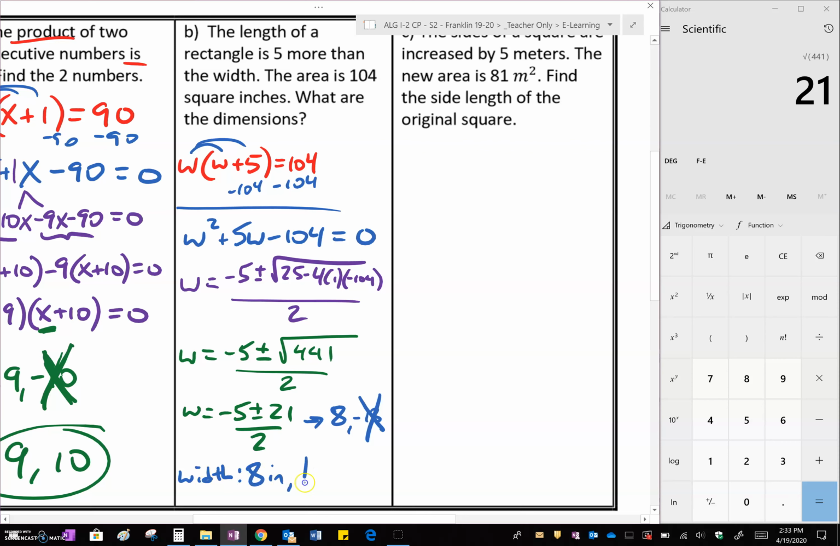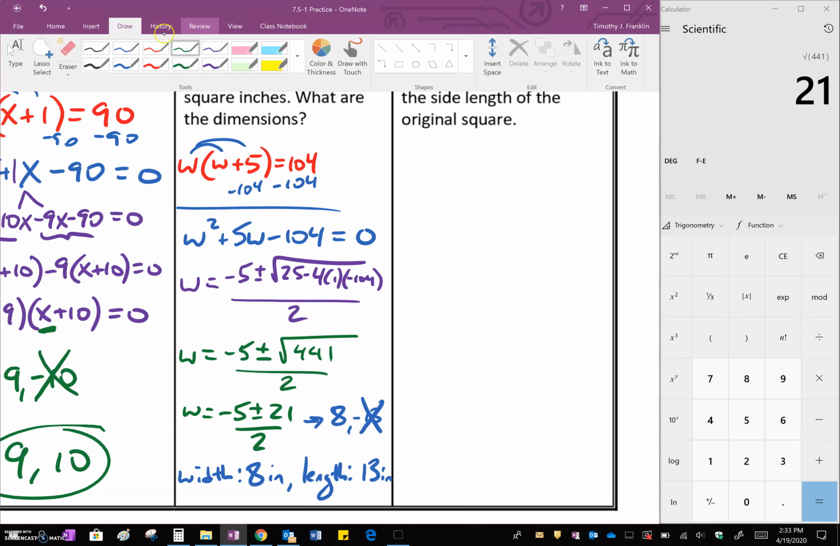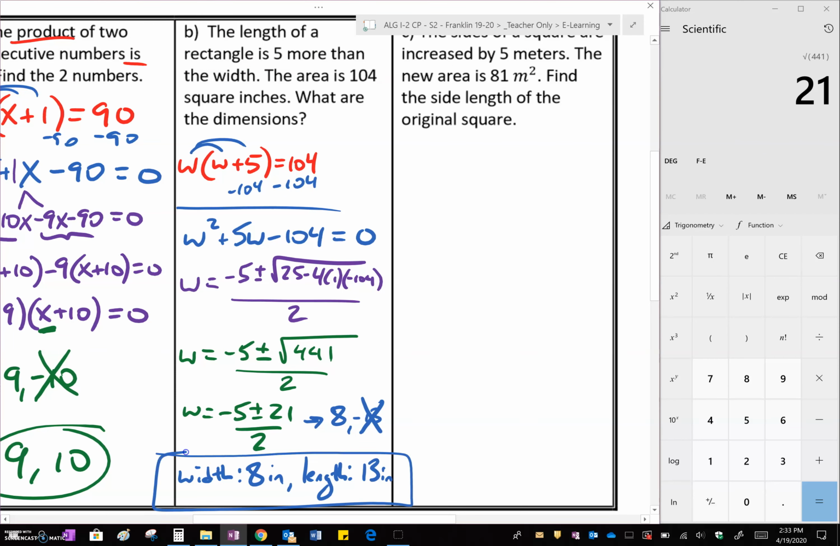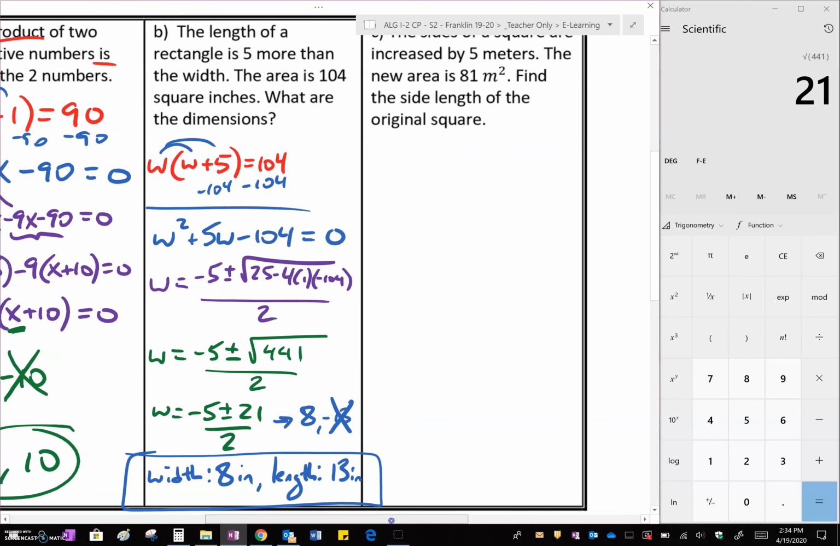So the width, 8 inches, and the length is 8 plus 5, right? The length is 5 more than the width. So 8 plus 5 is 13 inches. Which actually was the positive version of our answer there, but that I don't think will always work out, although it did work out on the first one as well. So just double check that. Don't just assume it's going to work, but use the positive answer and then you'll get the other answer as well. So 8 and 13 are the dimensions there.